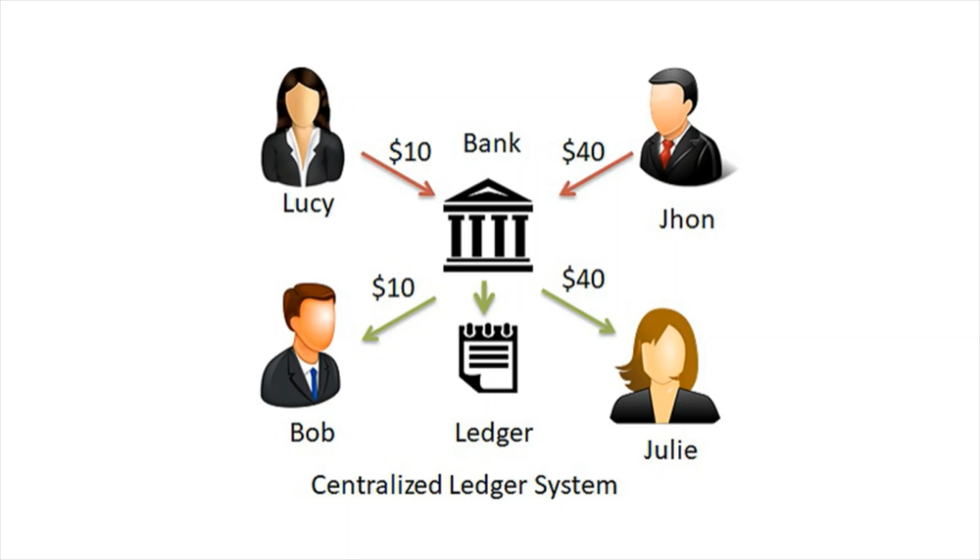Finally, the bank creates a ledger entry with both sides of the transaction and the fees. Both the parties, that is Lucy and Bob, will get a reflection of this central ledger in their own ledger. In these transactions, intermediaries have complete control over the transactions.